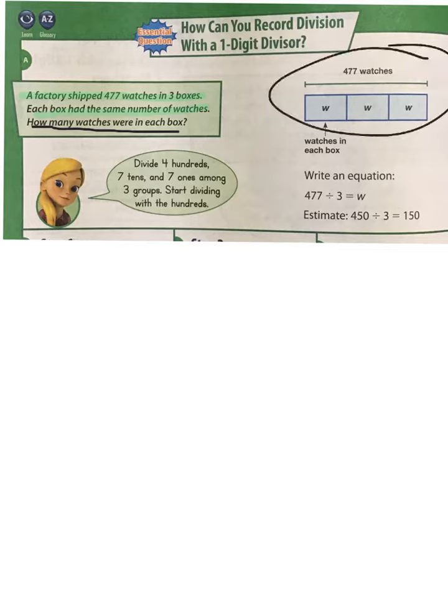If we look over here, we can see a picture diagram. We are going to start with our largest number, which is 477 watches. And we can see that they are divided equally among 3 boxes. So we want to find out how much will be in each box. So our equation is 477 divided by 3. It's going to equal W, or how many watches are in each box.